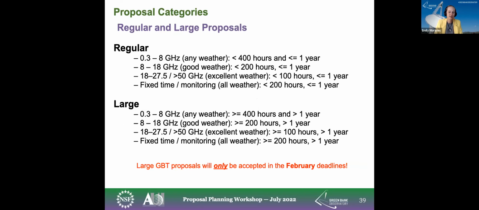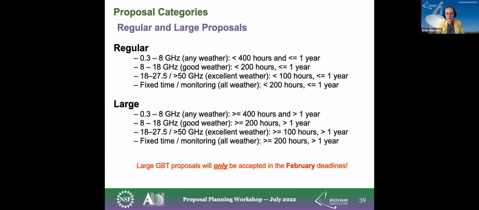So we have different proposal categories. There are the regular and the large. The basic difference is the number of hours and the cadence that you need to observe. This cycle, we will not be accepting the large GBT proposals. We only accept those in February. So you'd have to wait for the next proposal call for that.